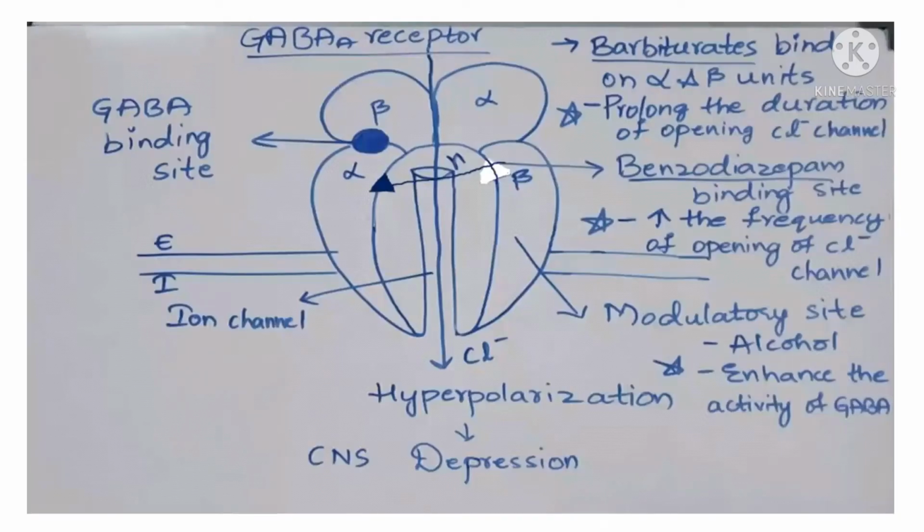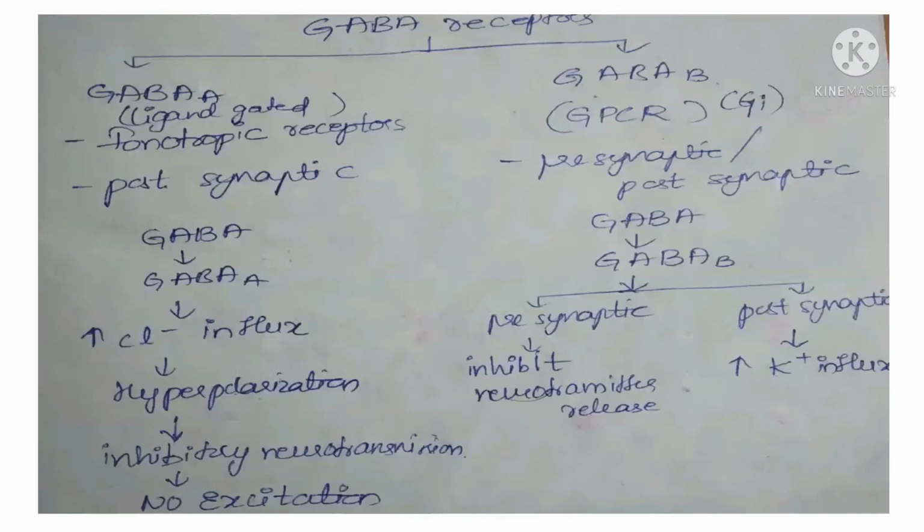So today I'm going to discuss the remaining neurotransmitters. The first one is GABA, gamma-aminobutyric acid, and it is an inhibitory neurotransmitter. First we'll see the types of GABA receptors. There are two types of GABA receptors, GABA A and GABA B. GABA A is a ligand-gated ionotropic receptor and GABA B is a GPCR, G protein coupled.